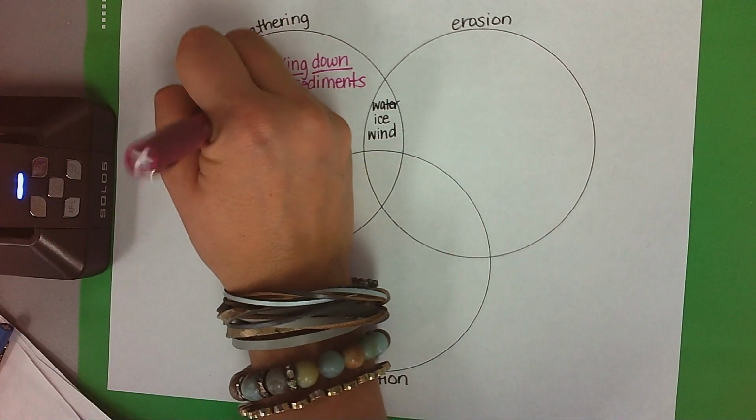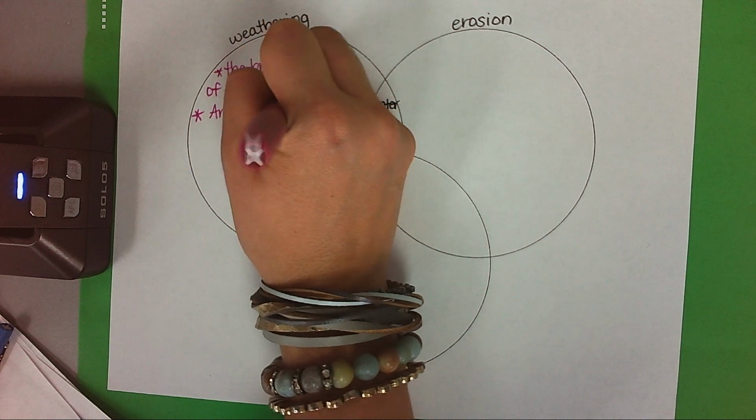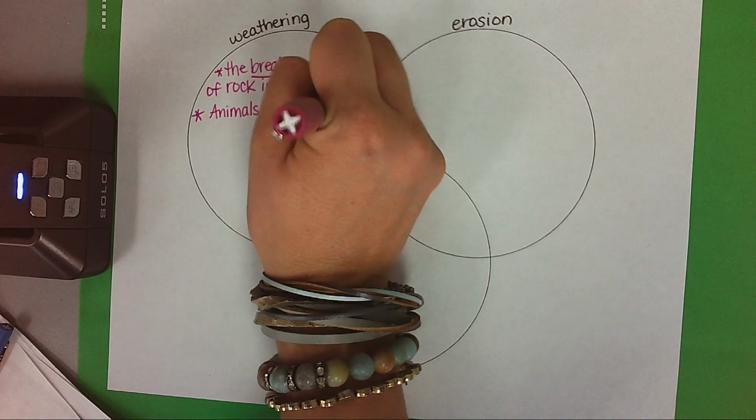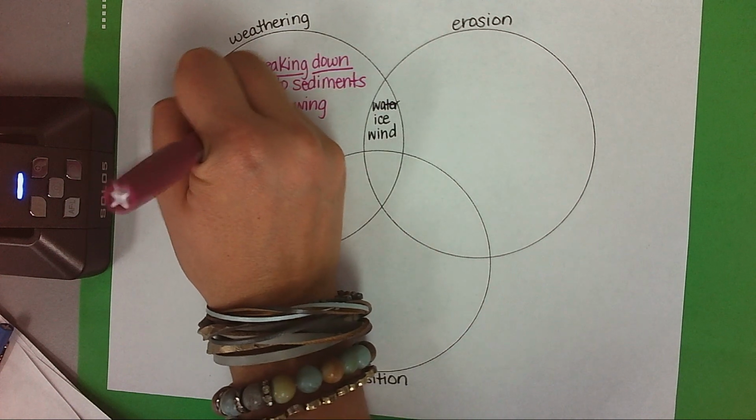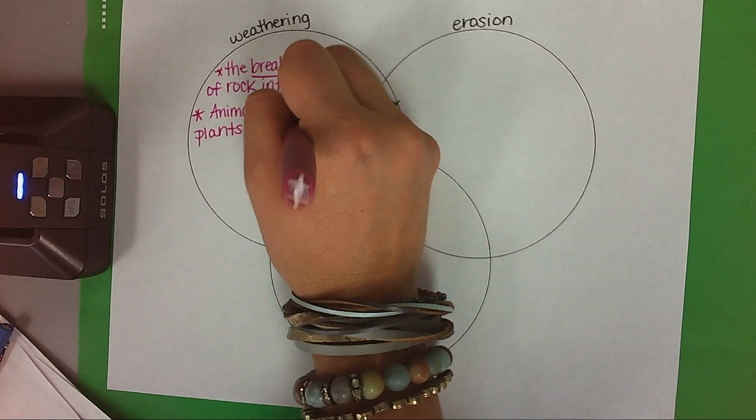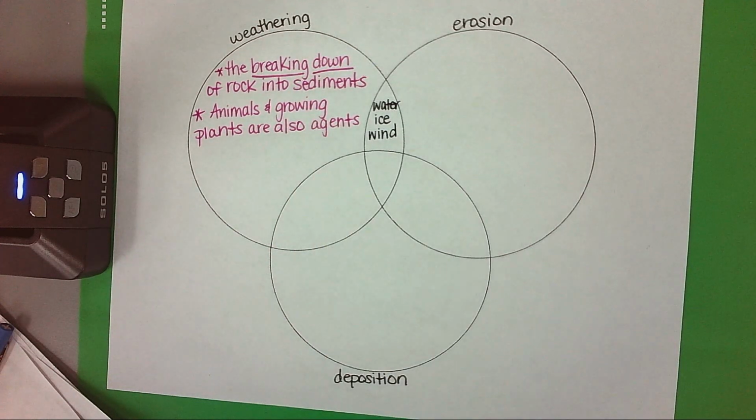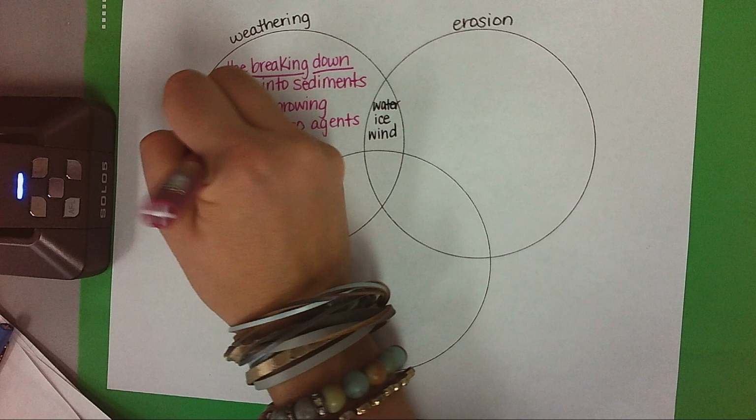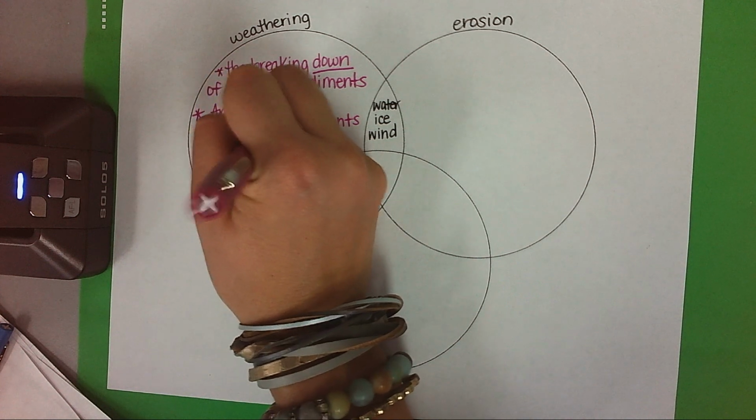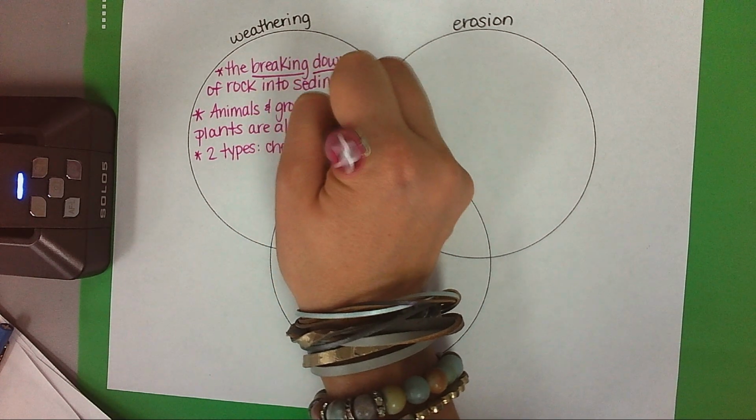Now, animals and growing plants are also agents of weathering. Remember, an agent is something that helps cause something to happen. Alright, so it's kind of like the instigator. It's going to cause that change to happen. There's 2 types of weathering. That's chemical and physical.